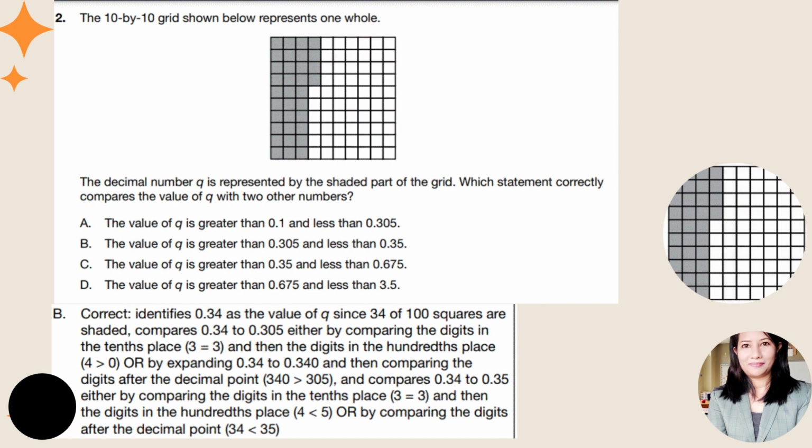First you need to identify 0.34 as the value of Q, since 34 of 100 squares are shaded. Then compare 0.34 to 0.305, either by comparing the digit in the tenths place, that is 3 equals 3, and then the digits in the hundredths place, where 4 is greater than 0, or by expanding 0.34 to 0.340 and comparing the digits after the decimal point. Then compare 0.34 to 0.35, either by comparing the digits in the tenths place and then the hundredths place. So obviously the correct answer is B. The value of Q is greater than 0.305 and less than 0.35.